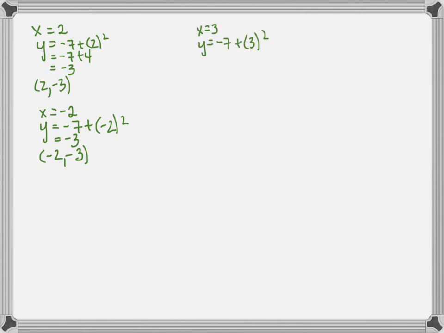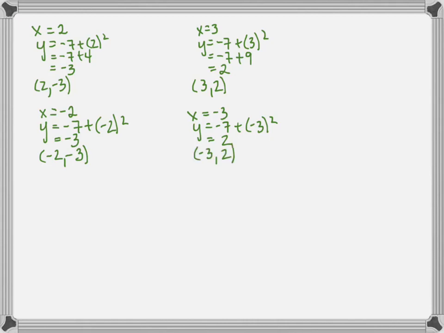If x equals 3, then substitute this in for x, y equals negative 7 plus 3 squared, or y equals negative 7 plus 9, which is y equals 2. So here we have the solution 3, 2. If x equals negative 3, substitute this in for x, y equals negative 7 plus negative 3 squared, y equals 2. So we have the fourth solution, negative 3, 2. So our solutions are 2, negative 3; negative 2, negative 3; 3, 2; and negative 3, 2.